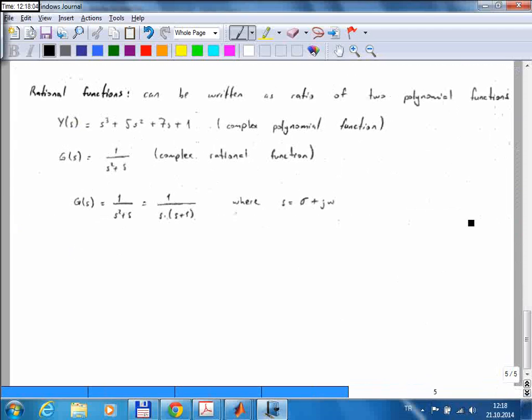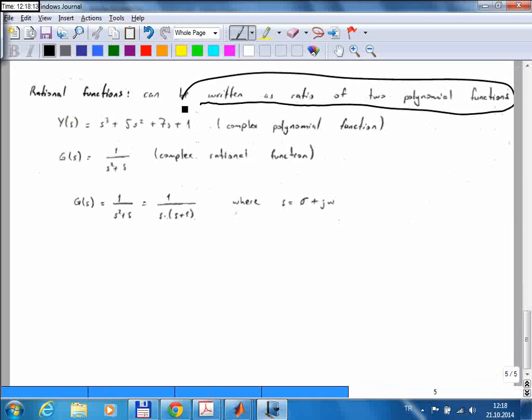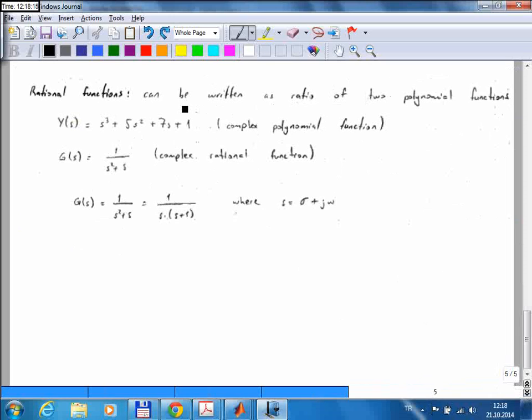A rational function can be defined as follows. It's a function which can be written as ratio of two polynomial functions. You know what a polynomial is, right? So a polynomial function is a function that contains the argument and its powers with some constant coefficients. Okay, so if it's a polynomial of s, on the right hand side, if you have powers of s with some constant coefficients like this, then that becomes a polynomial function.